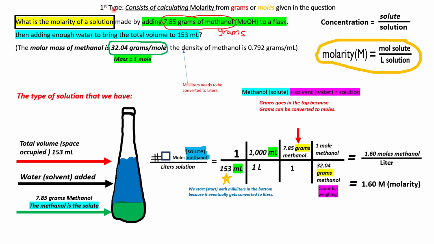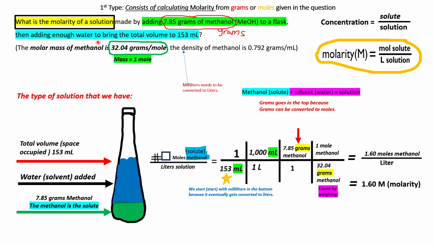Okay, this is type 1 molarity problems, and it consists of calculating molarity from grams or moles given in the question. So for this type of question, for type 1, we're basically using moles of solute over liters of solution for what we're looking for here in the first process of the dimensional analysis.